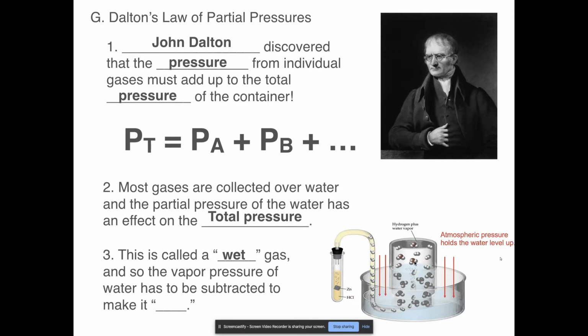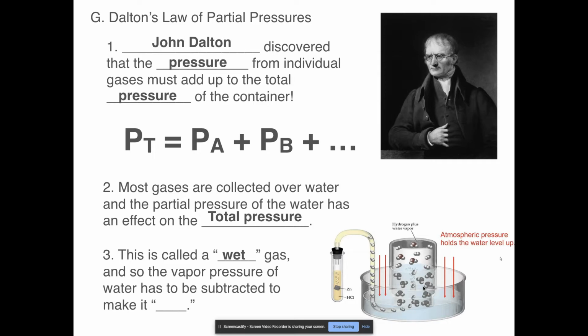So since we have water here, the vapor pressure of the water is also in this entire container. So what John Dalton's law says is that if we have a gas that's going in, right? So let's say we have hydrogen again inside of here. There's also going to be some water vapor. So the water vapor and the hydrogen are going to be creating the total pressure of this system here.